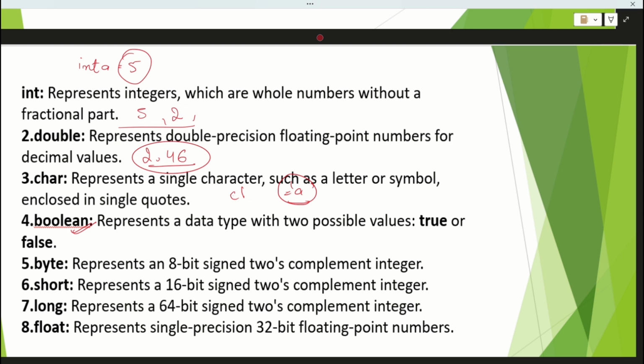Now see, byte. What does byte represent? It represents an 8-bit signed two's complement integer. And short represents a 16-bit signed two's complement integer. And what does long represent? Long represents a bigger integer value. Then float. What does float represent? It also represents decimal values. Now see, it is a 32-bit floating point number.